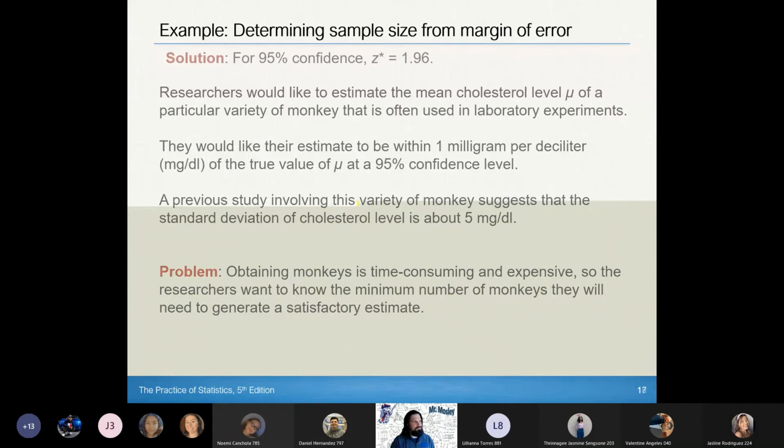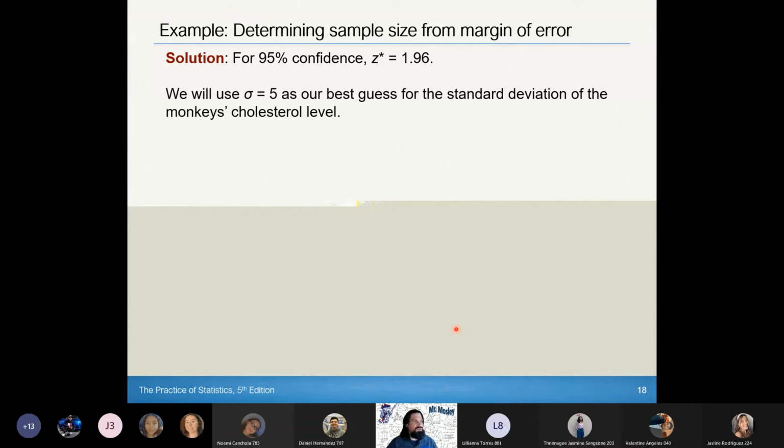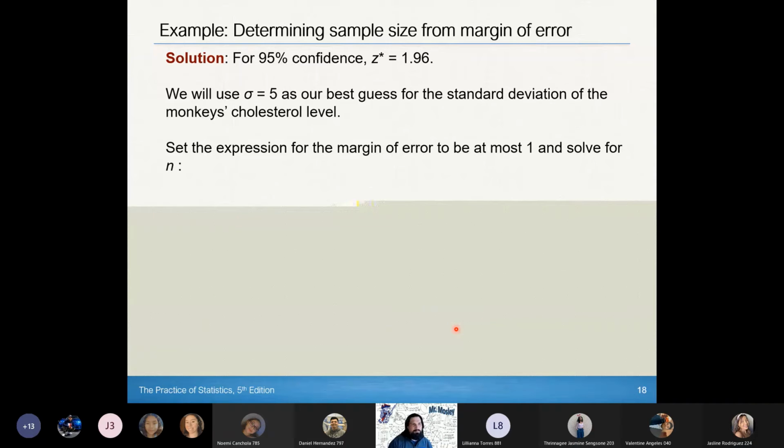So we're going to set it up. For our solution, for 95% confidence, we have a z star of 1.96. Again, this is a result that we've used several times now. 95% confidence interval is very common. We'll use sigma equaling 5 as our best guess for the standard deviation of the monkeys' cholesterol level. That's based on that previous study. We set the expression for the margin of error to be at most 1 and solve for n. So we've got to solve this inequality.